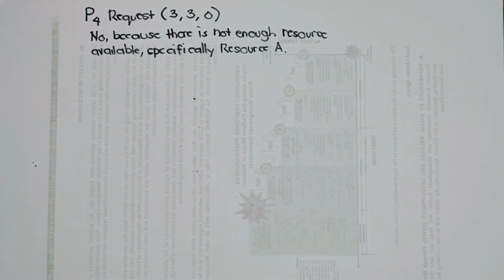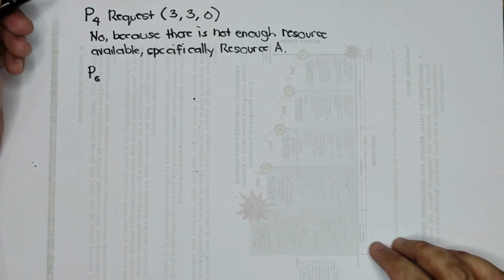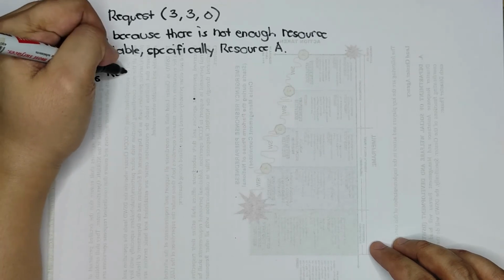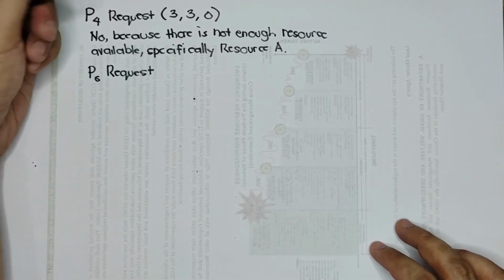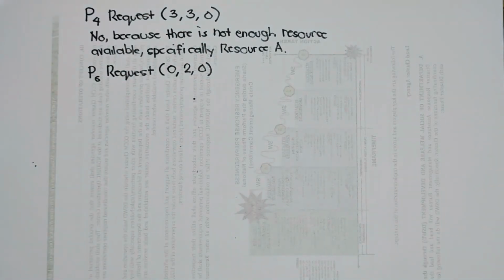Okay, that's already enough, because P sub 4 requests resource A with 3 instances, but the only available now is 2 instances of resource A. Okay, so another request. What if P sub 0 requests 0, 2, 0? It means it requests an additional 2 resources from B. Okay. Can this be granted?